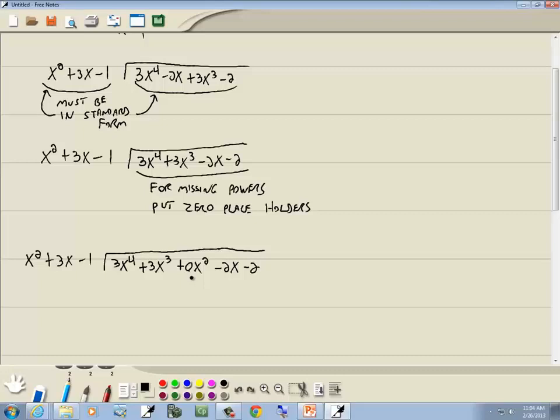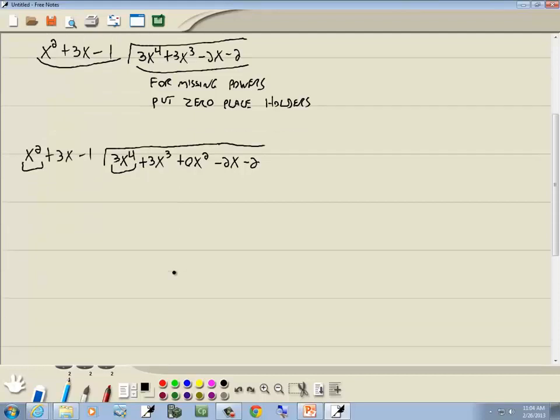Now, some books teach you to put a blank space there. I think a 0 placeholder makes sure everything's in the correct form. And you want that not only for what's inside here, but also if there are any missing powers out in front. You'll find that it works out best if you put it here also. Well, now we're ready to do our long division. Everything's in standard form, and we put 0 placeholders for missing powers.